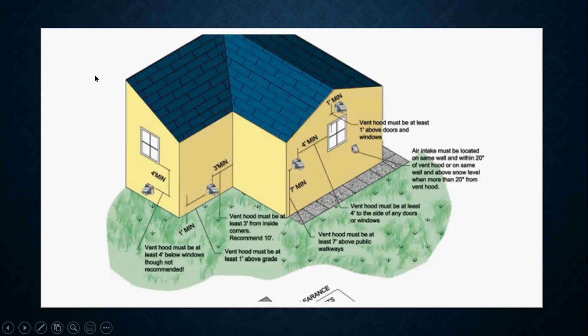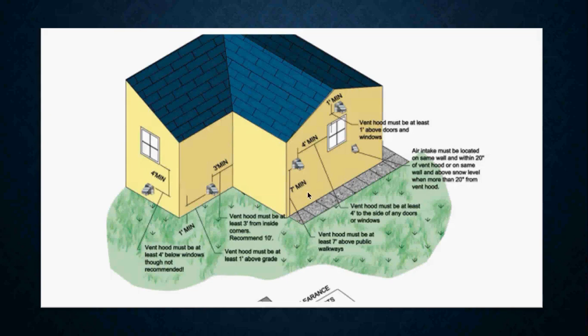Okay? And if you're looking on the outside of a house, you're going to want to make sure that all of your venting is in the correct location. If it's going to be installed outside, you want to make sure that it is a minimum of 4 feet away from any windows. Vent hood must be at least 4 feet below windows, though not recommended. It's going to have to be a minimum of 1 foot high off the floor, 3 feet from any corner.